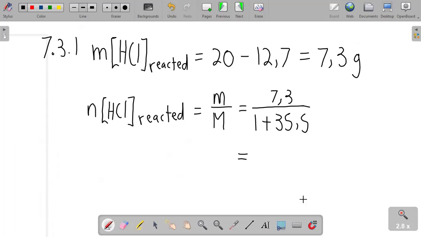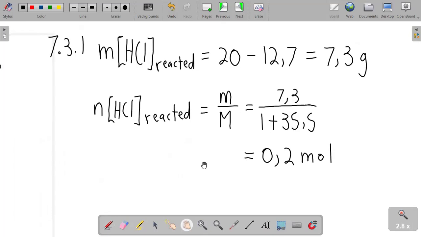It gives me 0.2. Okay, let me see, 7.3 divided by 36.5. It gives me 0.2, yes, 0.2 moles. Now, this is the number of moles for what? For HCl. We have to find the number of moles for what?